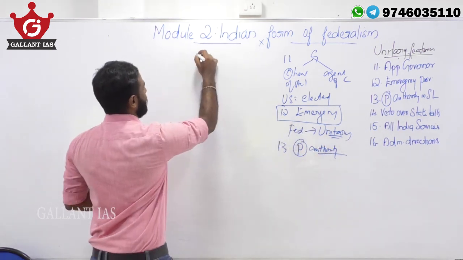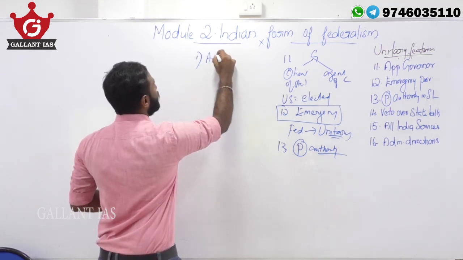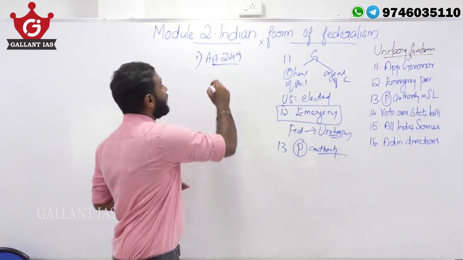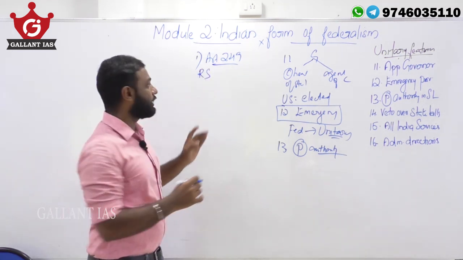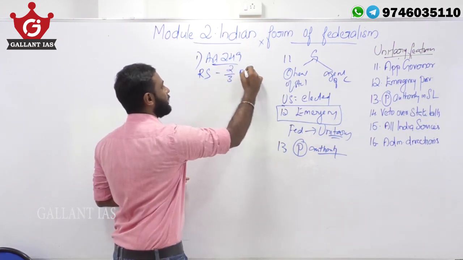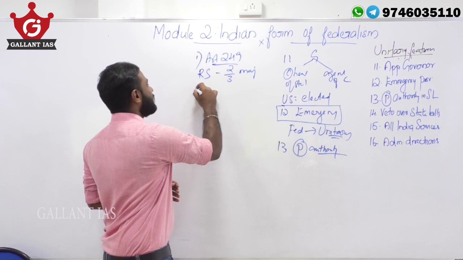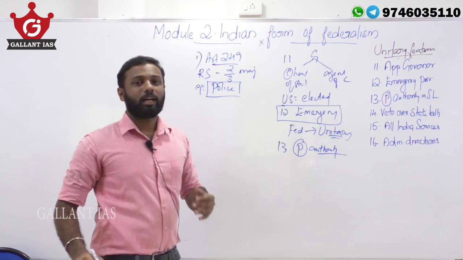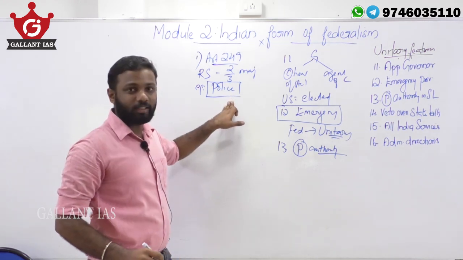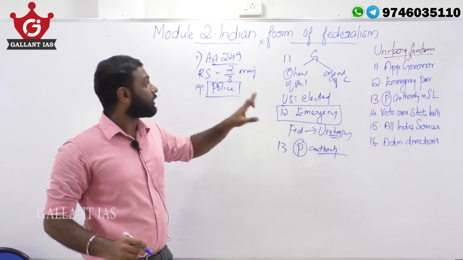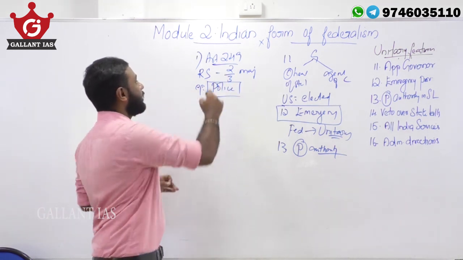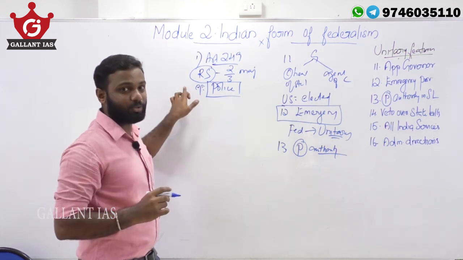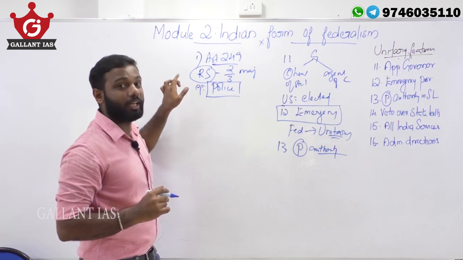One is under Article 249, that is, Parliament is empowered to make laws on the state list if Rajya Sabha passes a resolution to that effect by 2/3 majority. We'll give an example. Say police comes under the state list. If the Parliament needs to make a law regarding police, then the Rajya Sabha, why Rajya Sabha? Because Rajya Sabha is the Council of States and represents the states. That's why this special power is given to Rajya Sabha.